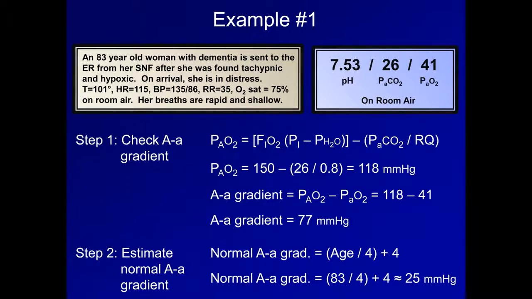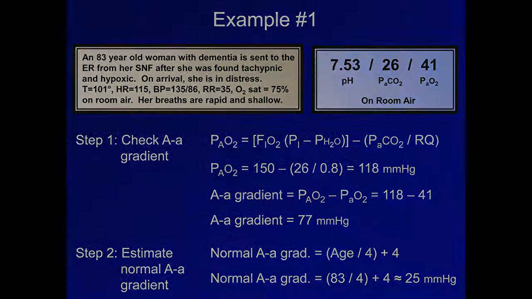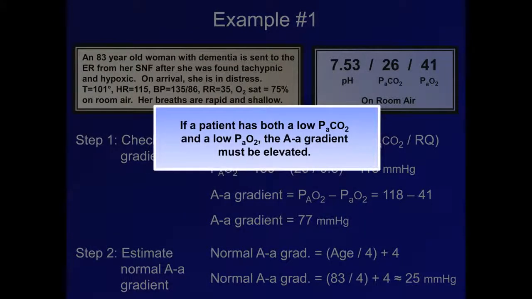With more experience, you may have seen that immediately from the ABG without needing calculations, as the low PaCO2 is not consistent with hypoventilation. In other words, a good clinical pearl is that if a patient has both a low PaCO2 and a low PaO2, you know that the AA gradient must be elevated.